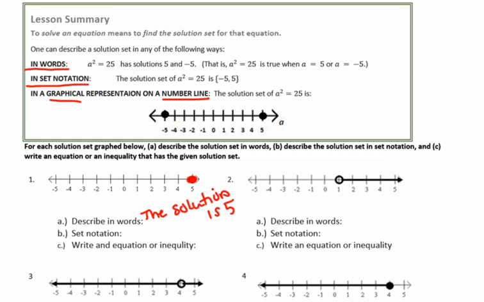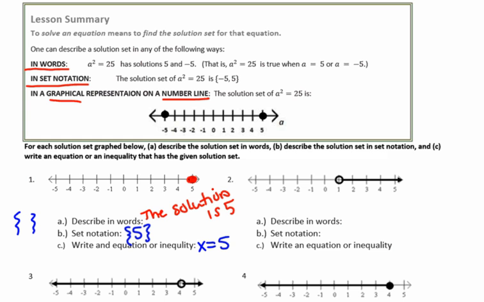The set notation, you would do these little curly brackets. If you don't know how to do them, just kind of do two little squiggles with the number 5 inside of it. All right, write an equation or an inequality. We know the only answer is 5, so it's x equals 5.